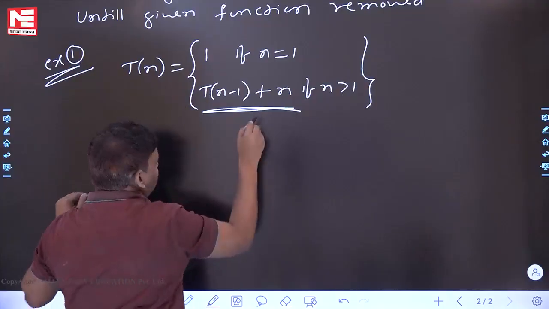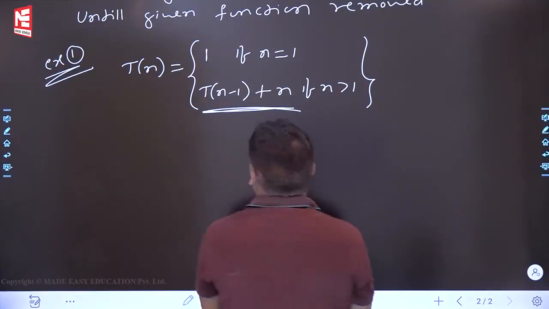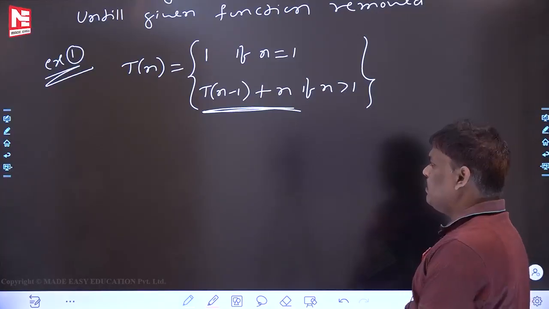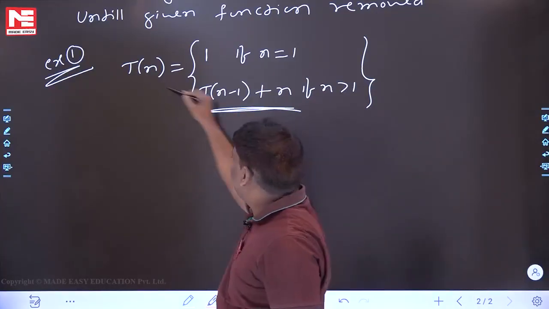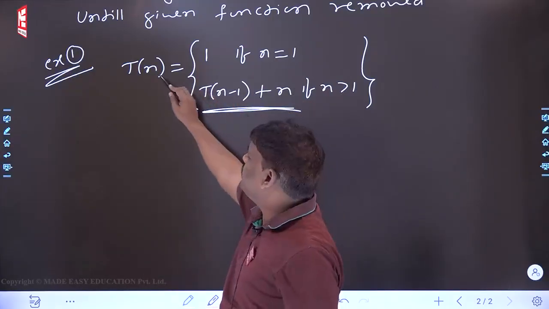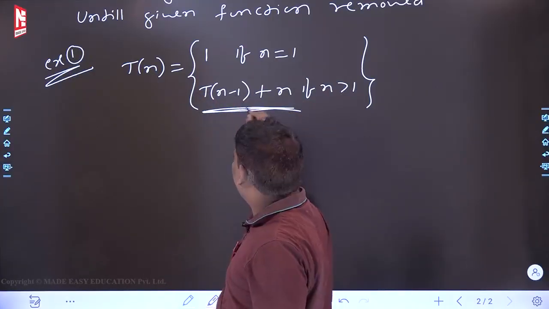See, read the second part: T(n) is equal to T(n-1) + n. This is the major one. If you are okay with that, T(n) is equal to T(n-1) + n, then tell me, what is T(10)? T(10) is equal to T(9) + 10.